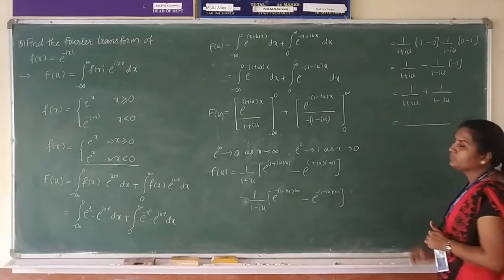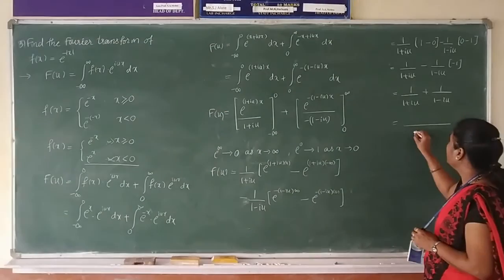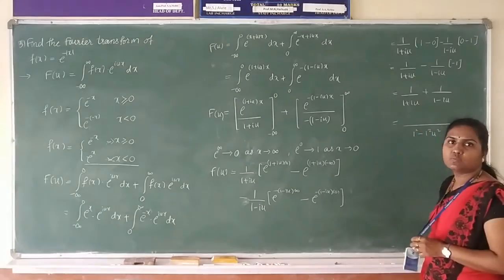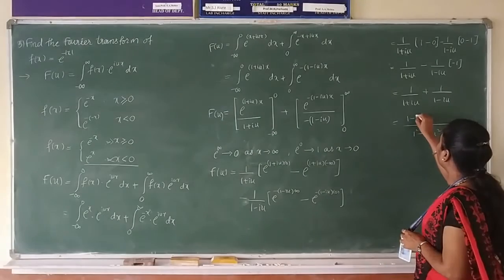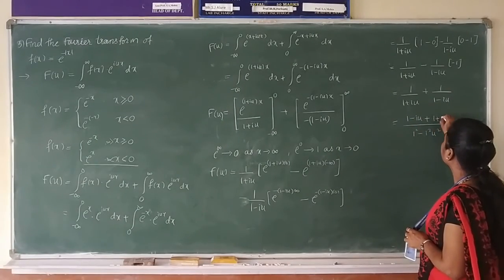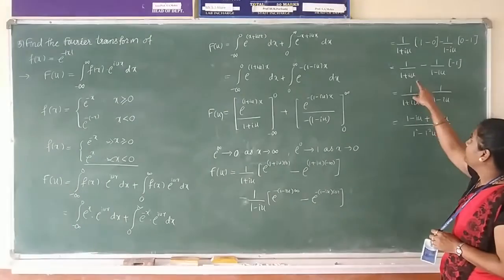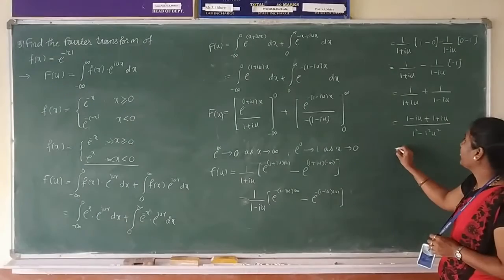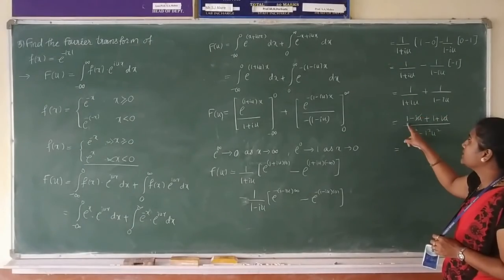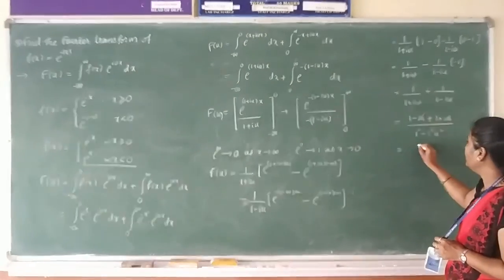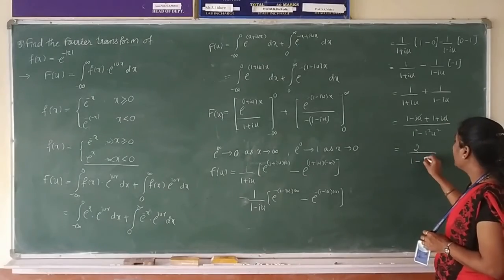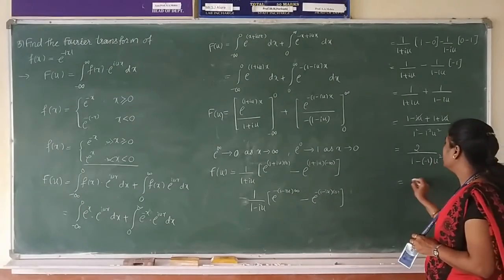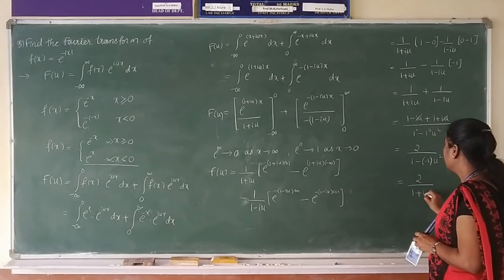Next taking the LCM, as (1 plus iu) into (1 minus iu), this becomes 1 squared minus i squared u squared. That is (a plus b) into (a minus b), a squared minus b squared. Here we have taken the LCM. This term multiplying by 1 minus iu, here the numerator is multiplied by 1 plus iu. Minus iu plus iu gets cancelled. We are left with 1 plus 1, that is 2. 2 upon 1 minus i squared u squared, i squared value is minus 1, which equals 2 upon 1 plus u squared.